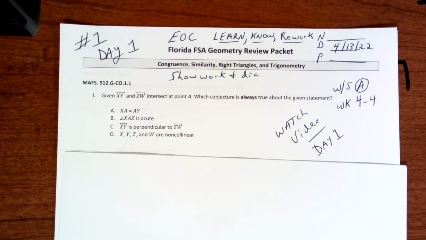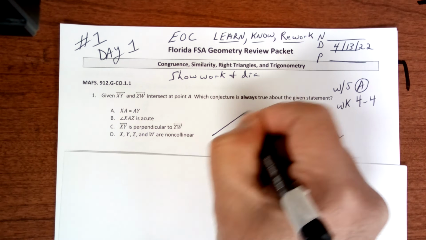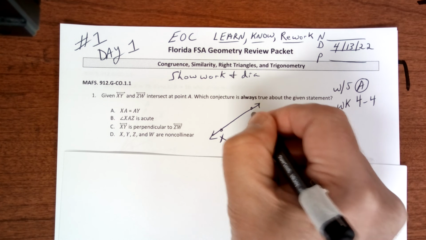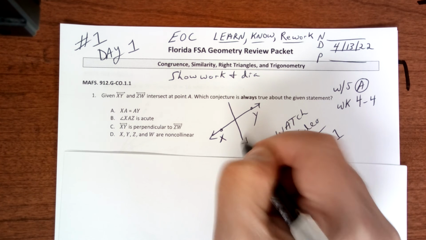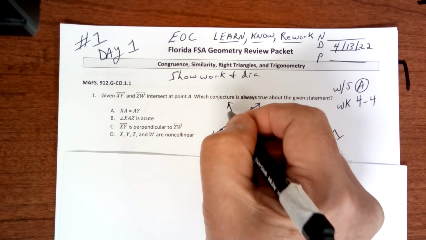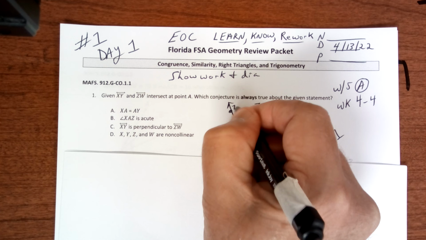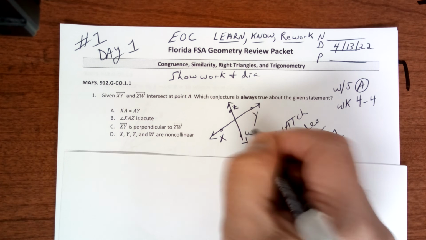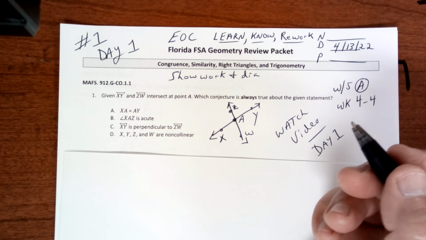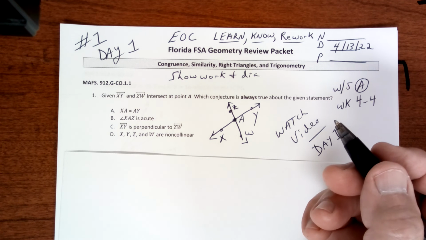Number one says, given that line XY and ZW intersect at point A. So you want to draw a line and label it X, Y. And then it's going to intersect this other line, which is ZW. So draw that up, and it intersects at point A. It says, what can you say that is true?